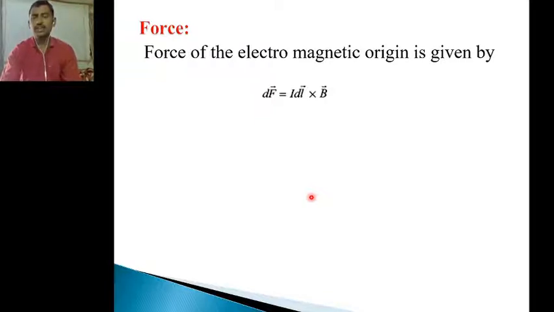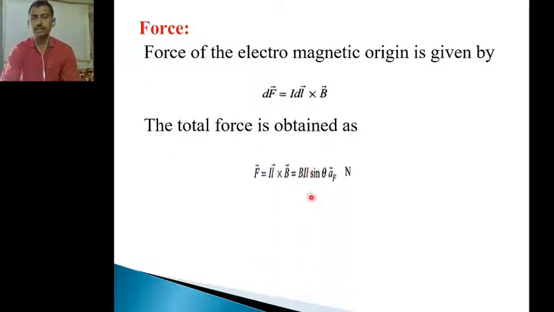So here also we have the cross product. We all know that the cross product of A and B is AB sin theta. So we can represent dl bar cross B as dl into B into sine of the angle between dl and B. So the total force can be obtained as F is equal to I into L cross B, that is equal to BIL sin theta, along the direction of F bar.